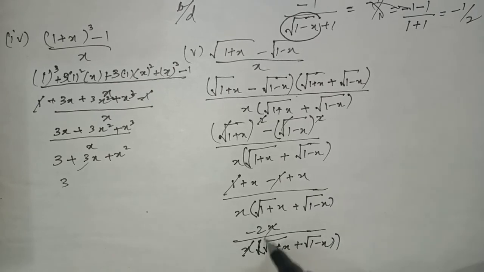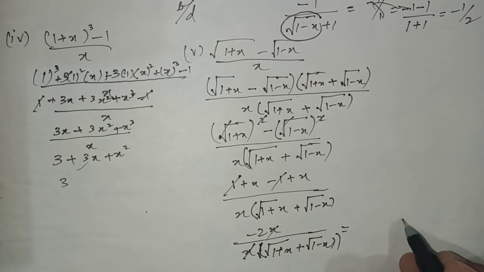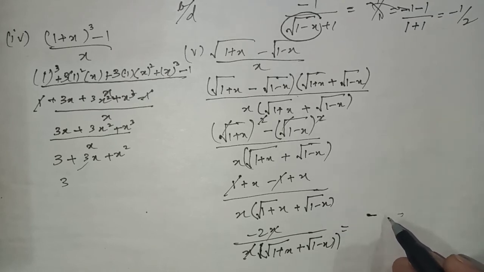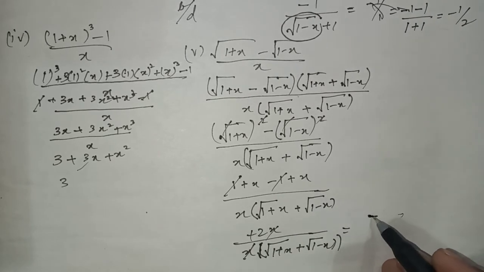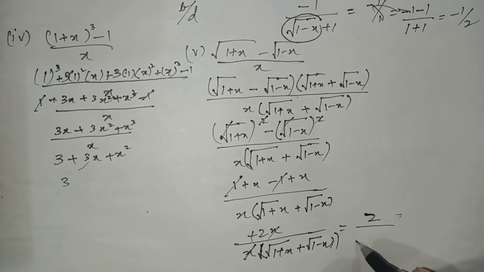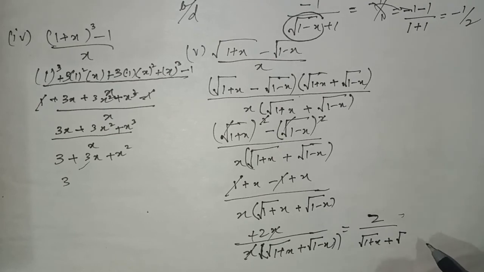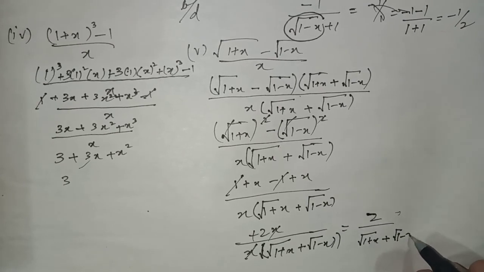This x and x will simplify each other. The result of that will be plus 2 upon root 1 plus x plus root 1 minus x.